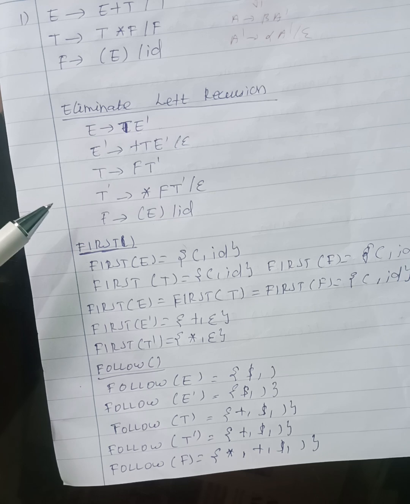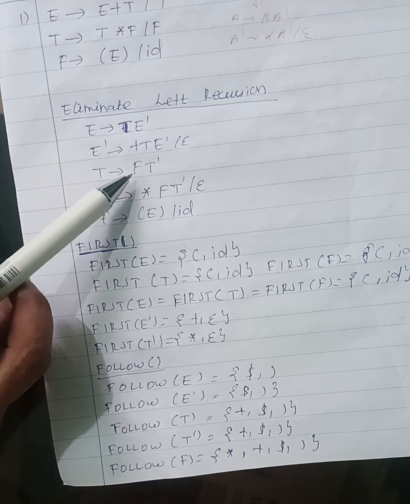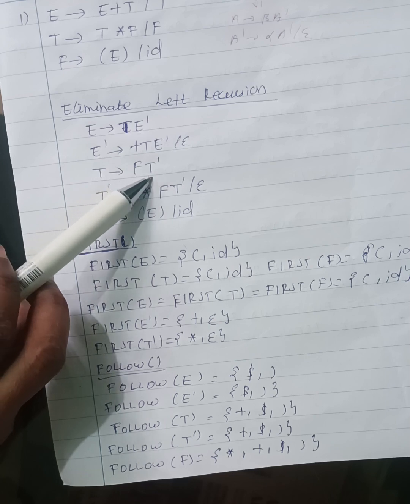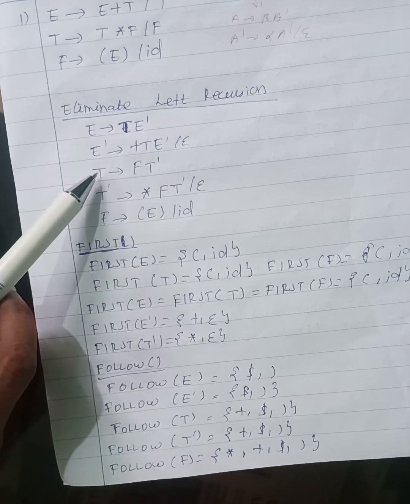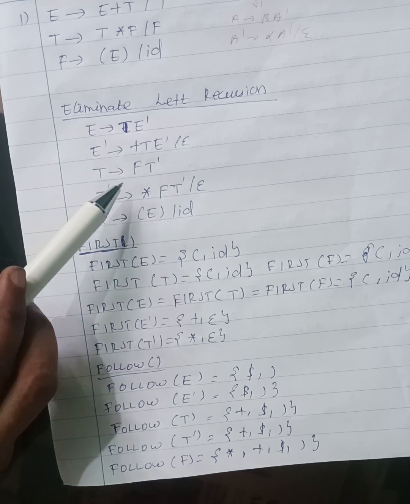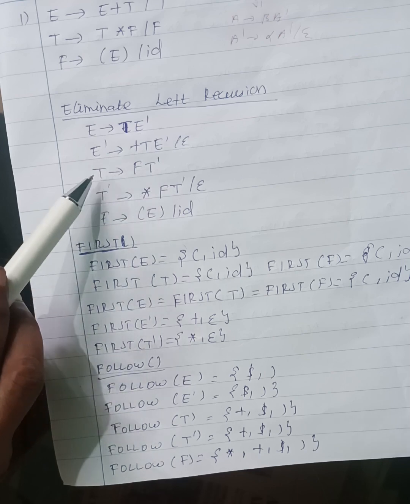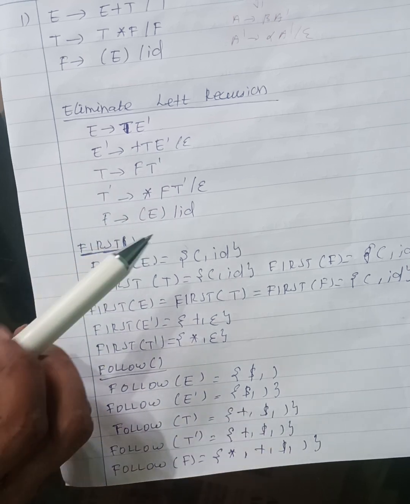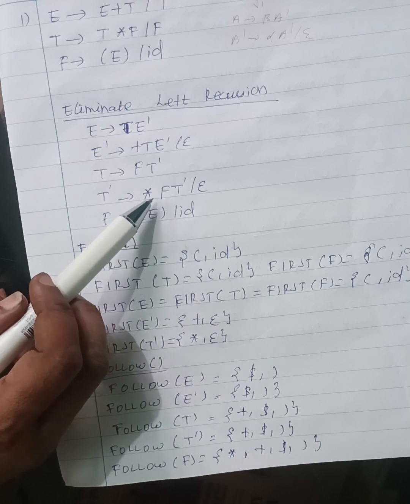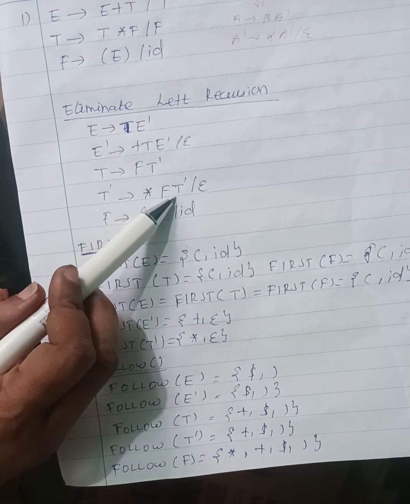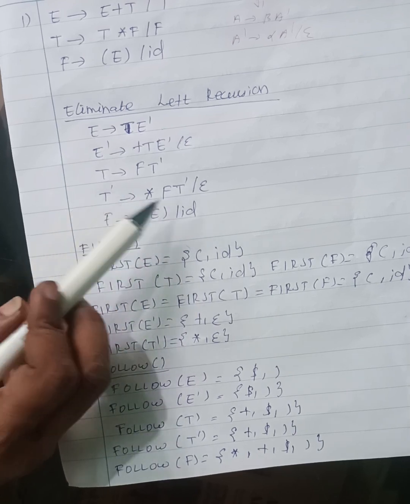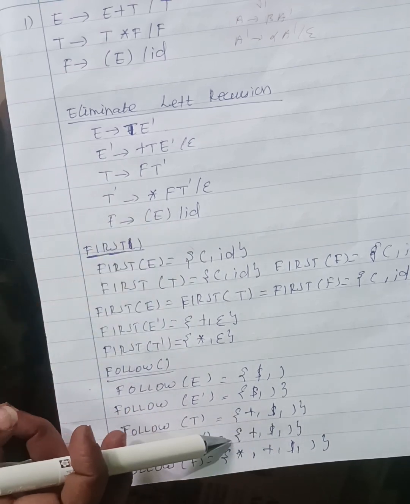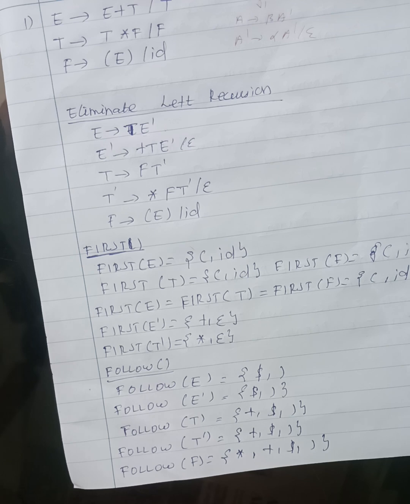Now we are moving to follow of T'. Follow of T', in these two rules we have T'. This is in the format of αB. If it is in the format of αB, we have to include follow of A in follow of B. So follow of T' equals follow of T. So follow of T is plus, dollar, close parenthesis. And another T' is also in the format of αB. Then we have to include follow of A in follow of B. So follow of T' is equal to follow of T'. So we have computed follow of T'.